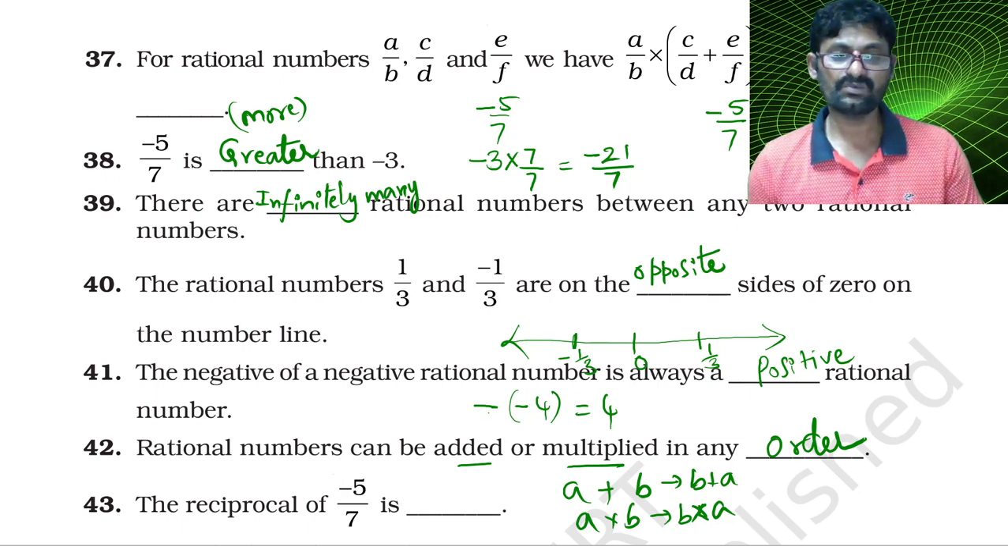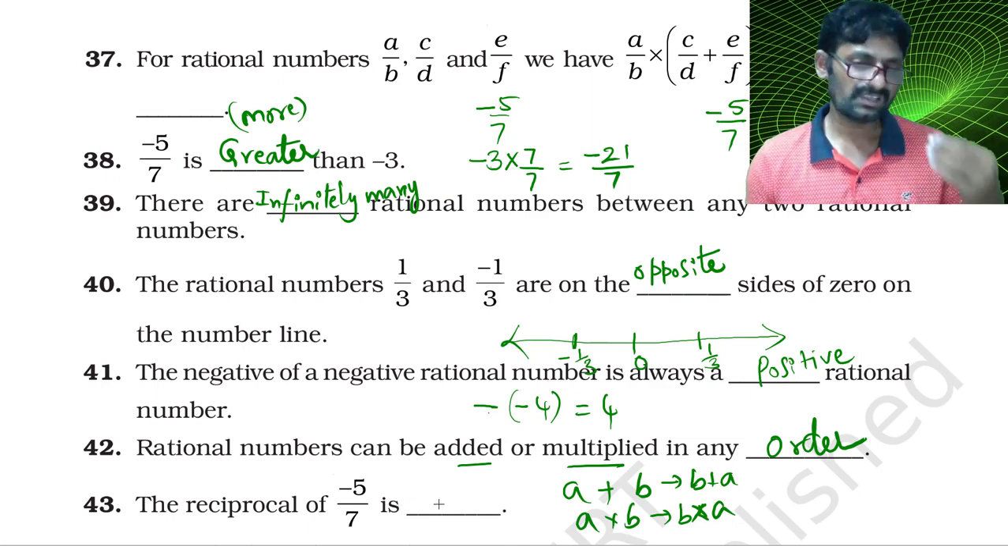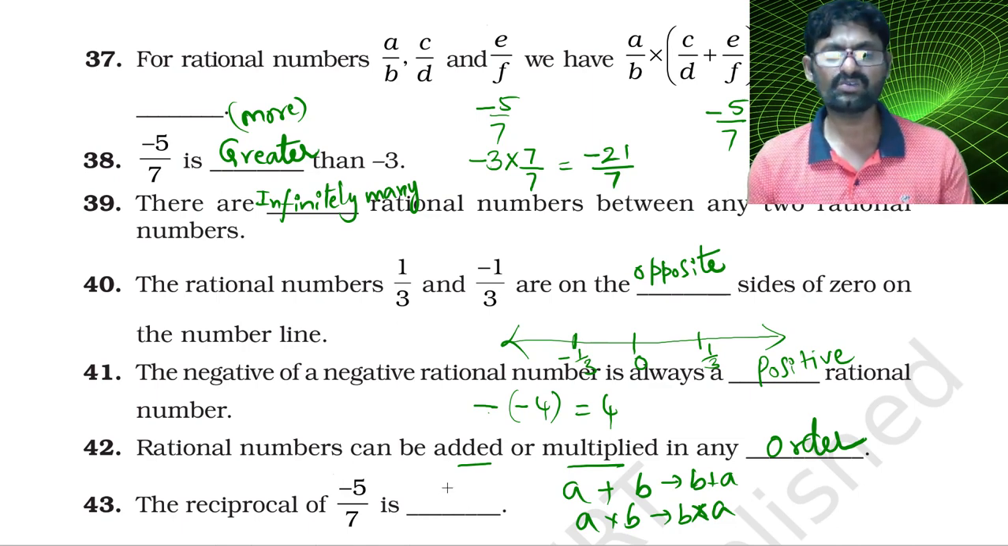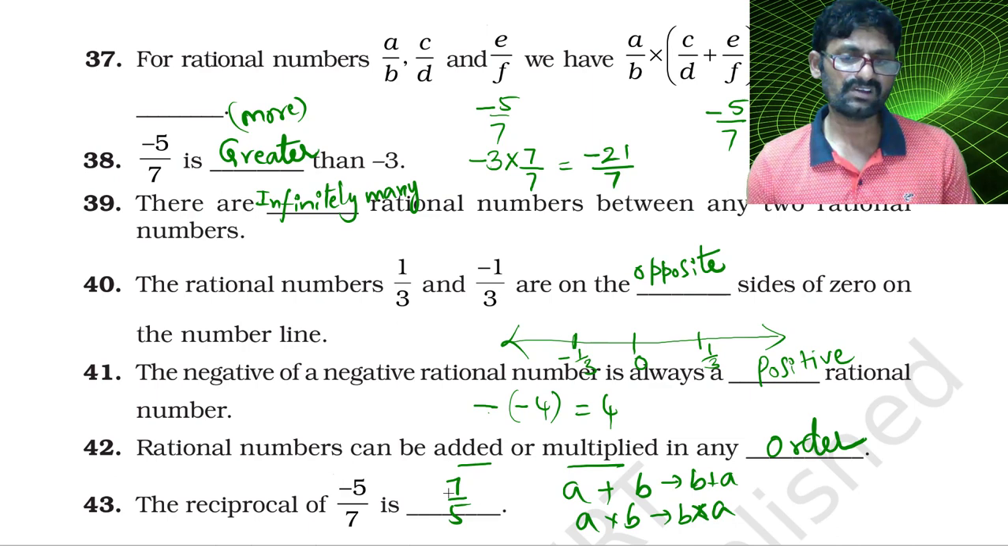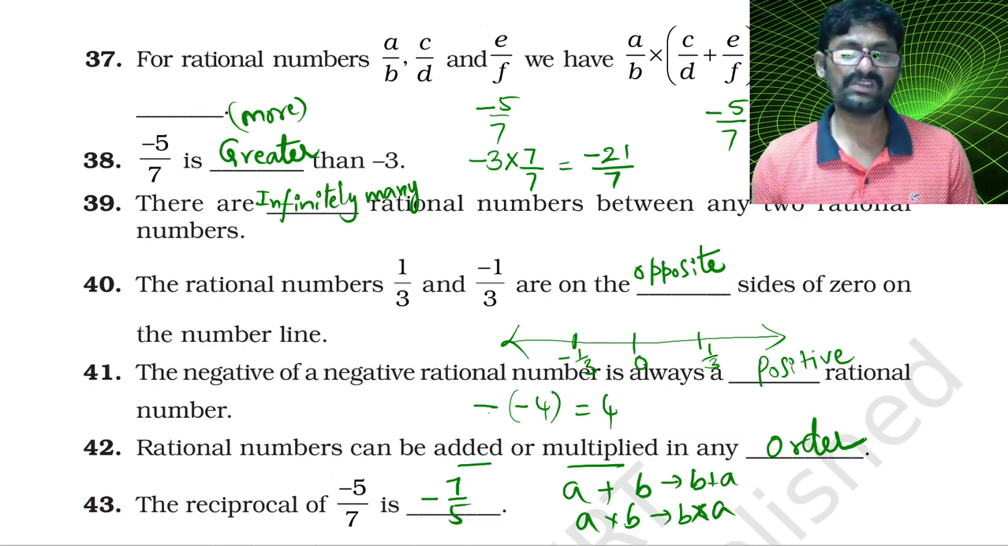Now next, the 43rd one. The reciprocal of negative 5 by 7 is, reciprocal is simply switch the numerator to denominator and denominator to numerator. So we will get 7 by 5. Now this minus symbol, for which one we need to put the minus symbol? You can put this minus symbol for 5 or for 7 or for the entire fraction. So you can write like this also, negative 7 by 5. Let's go to the next problem.